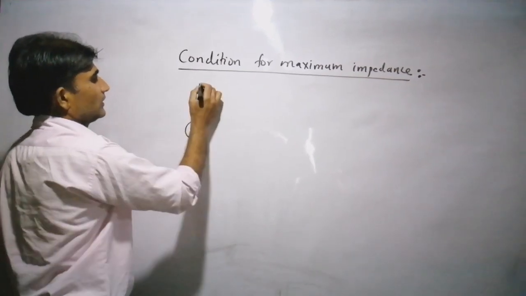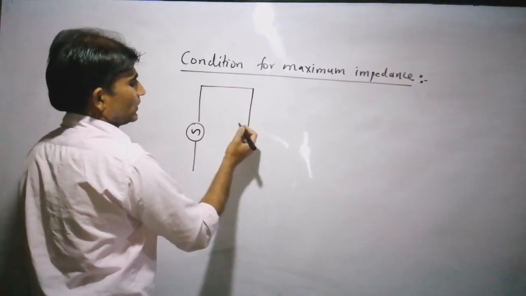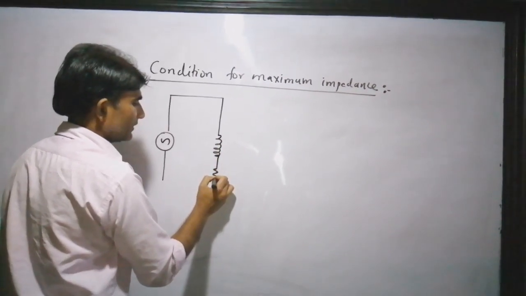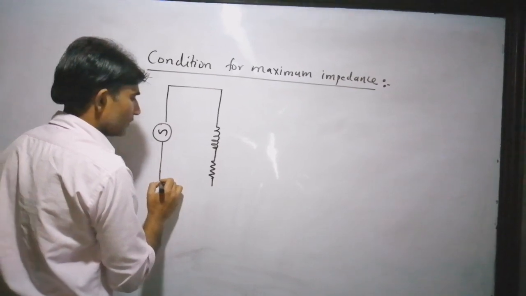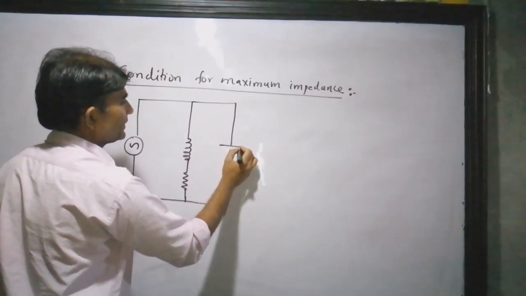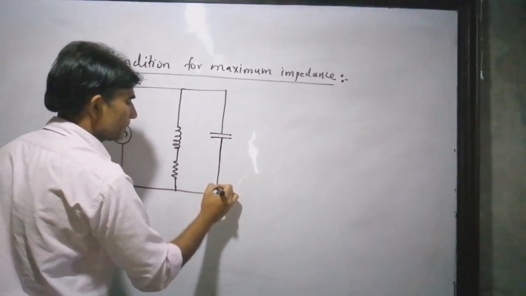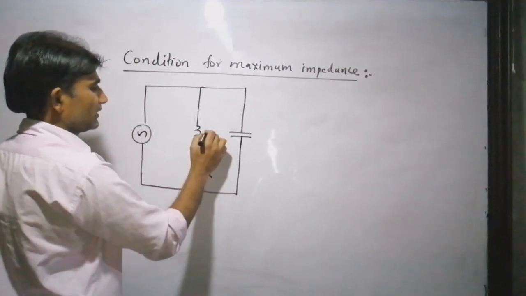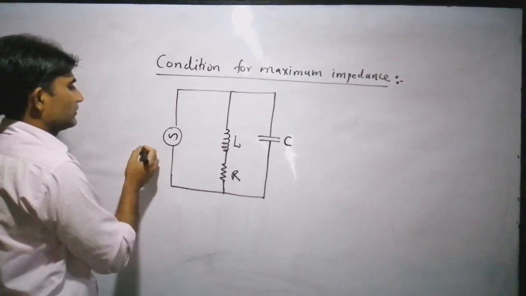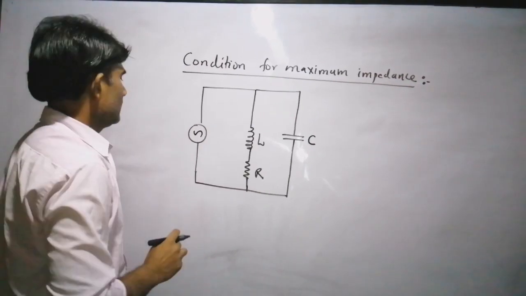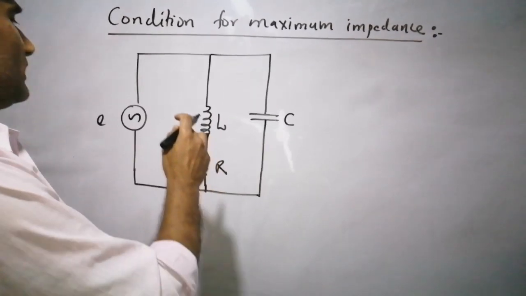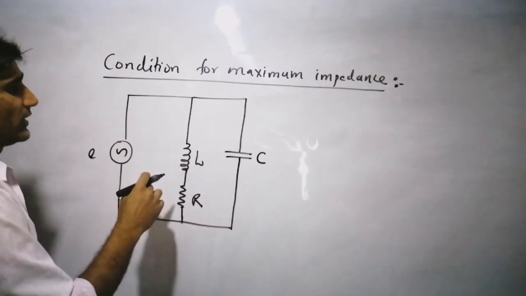This is our source, and I connect the inductor. In series with the inductor, we have one resistor and one capacitor connected. This is the case where the inductor has some resistance R and inductance L, and the capacitor has capacitance C. I have connected one source which has the EMF E. So this is our antiresonance circuit.